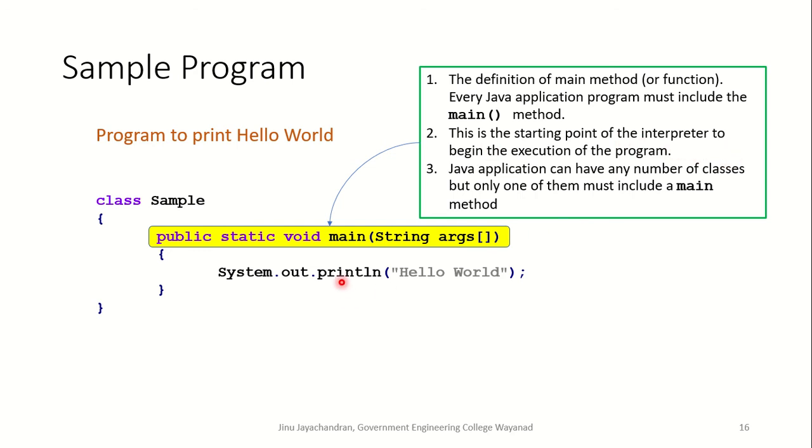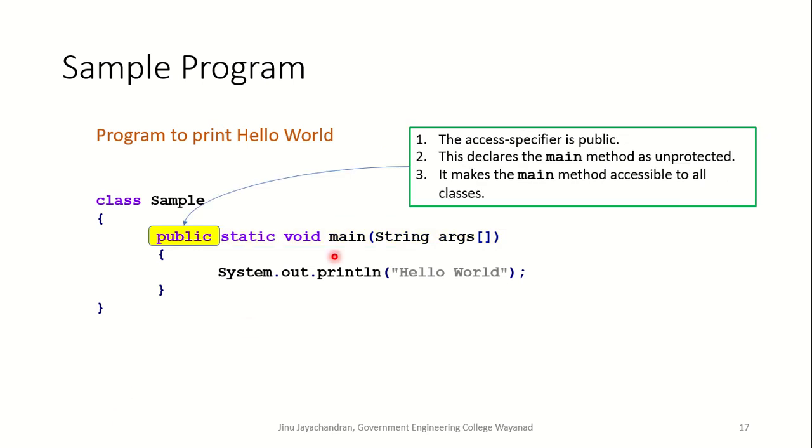So when you compile and the interpreter starts executing, it will first jump to the main code, and then it will start executing from there. So it is the starting point of execution. A Java application can have any number of classes, but only one of them must include the main method. So I can define another class below, class Sample2, and I can define many functions and variables inside the class, but that class should not contain another main function. The main function should be there only in one class. You can have multiple classes, but they should have different methods.